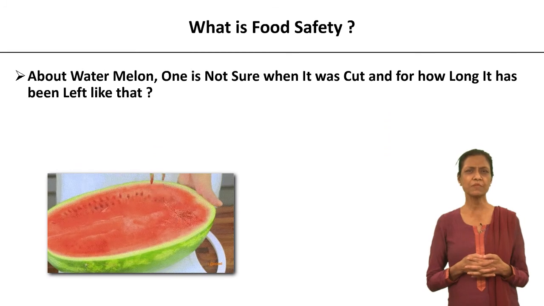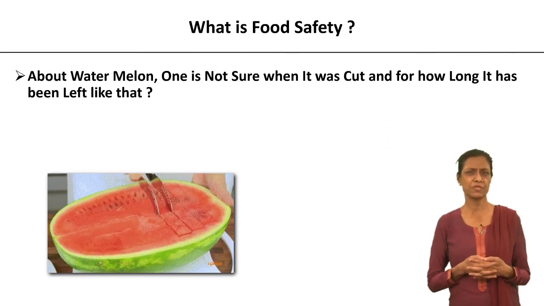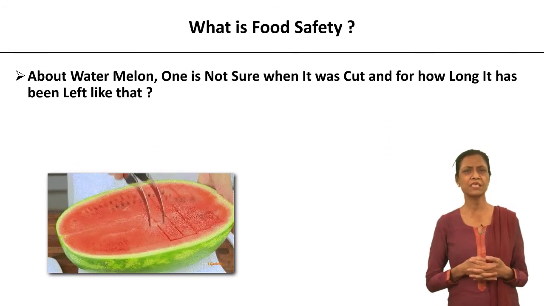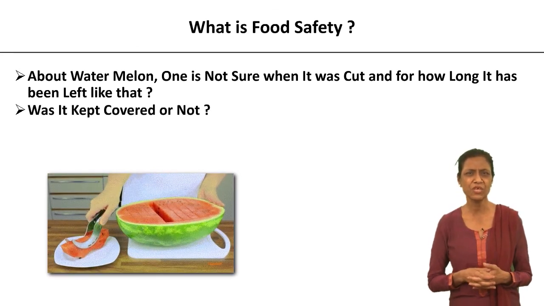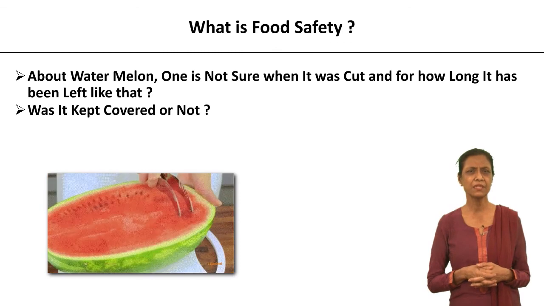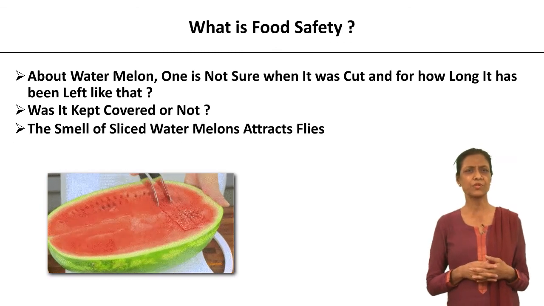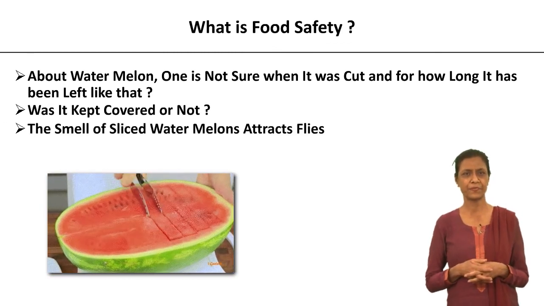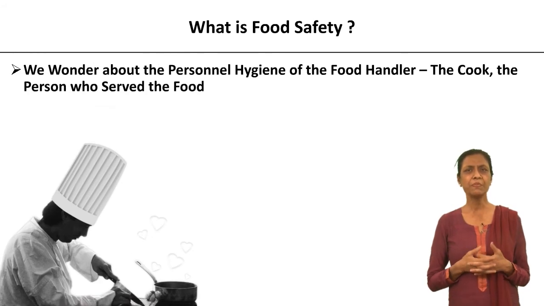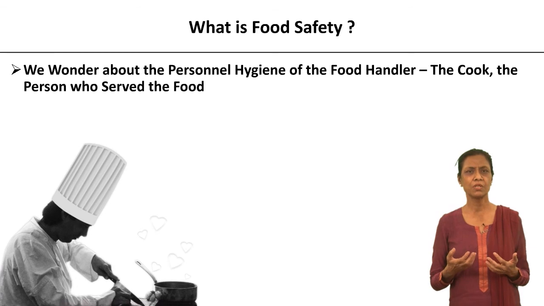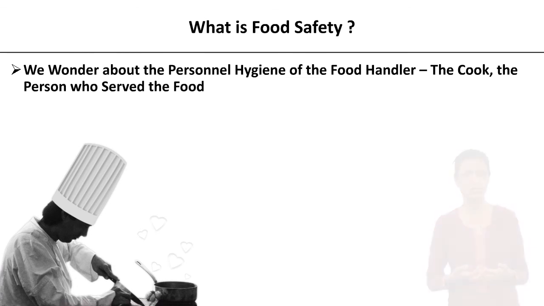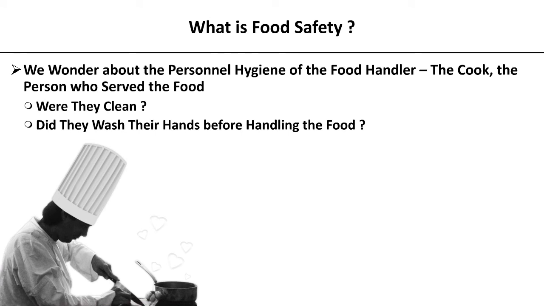About the slice of watermelon, one is not sure when it was cut and for how long it has been left like that. Was it kept covered or was it left uncovered? Possibly, the smell of sliced watermelons would have attracted flies. Above all, we begin to wonder about the personal hygiene of the food handler, the cook, the person who served the food. Were they clean? Did they wash their hands before handling the food?